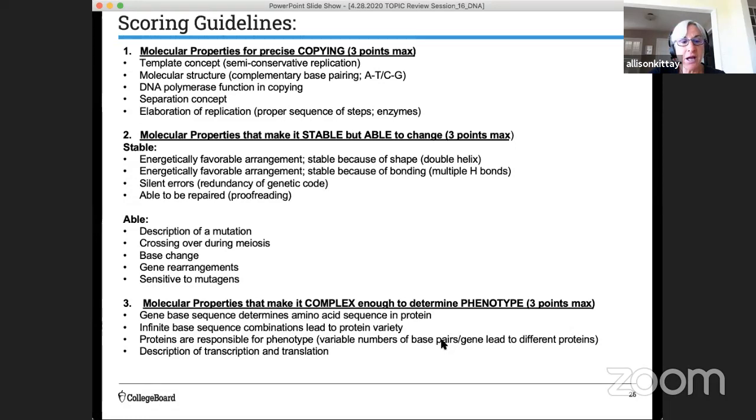And then finally, how is it complex enough to determine the phenotype? We know that it's the nucleotide sequence of the gene that determines the amino acid sequence in a protein. And actually tomorrow, your lesson is going to go over exactly how that happens in the two steps in making a protein called transcription and translation. There are infinite base sequence combinations that can lead to all of the different kinds of proteins that need to get constructed. And since proteins are responsible for the phenotype, there is infinite variety in the way that those proteins are produced.